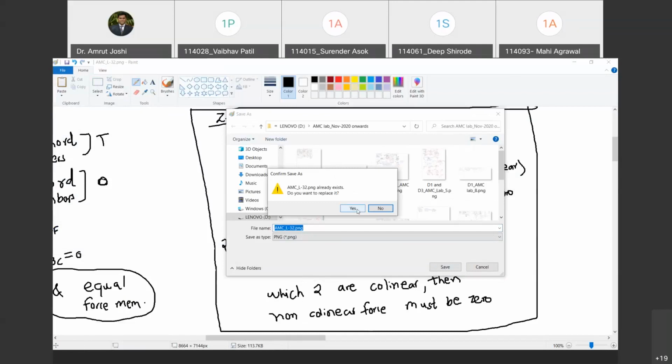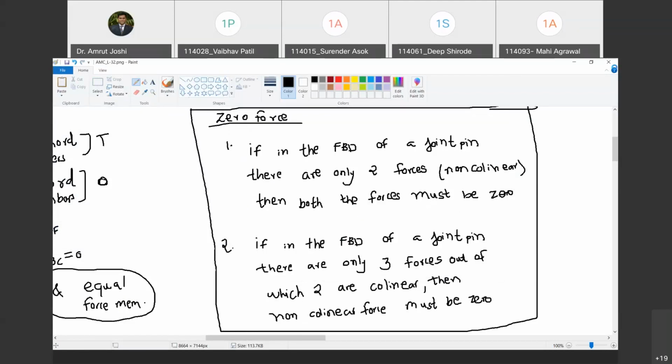Write down your roll numbers, names, and then you can leave the class. If anyone has a doubt, ask.